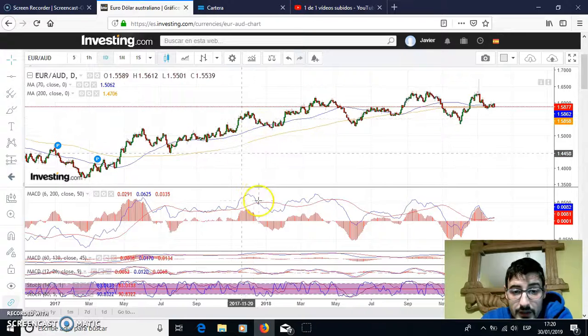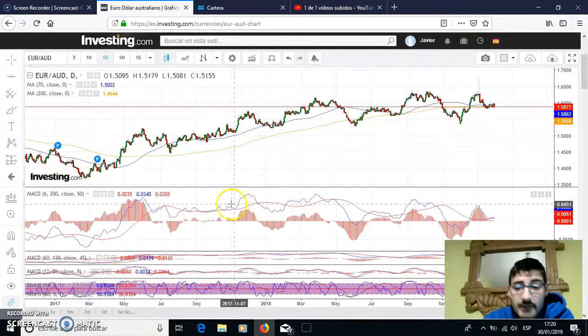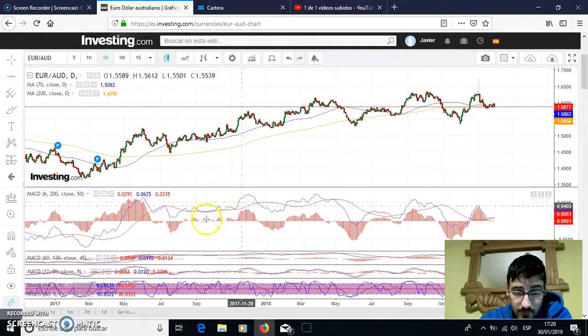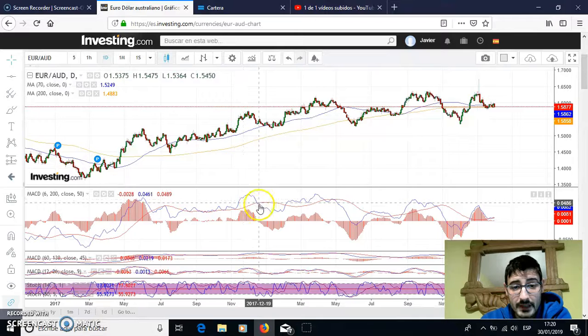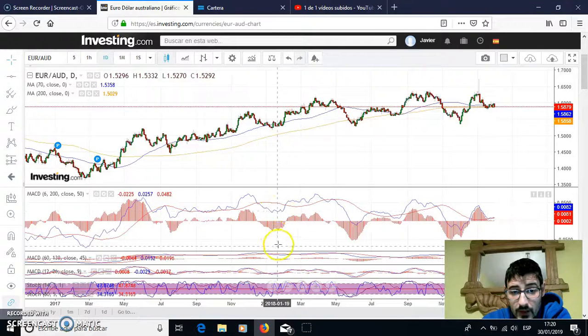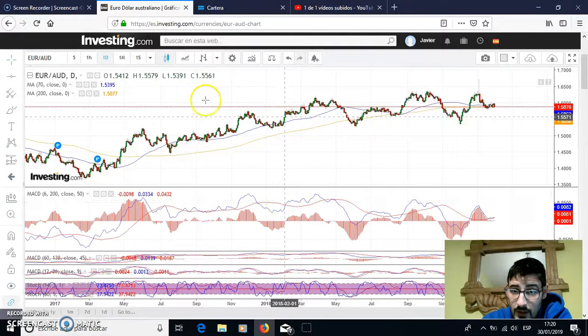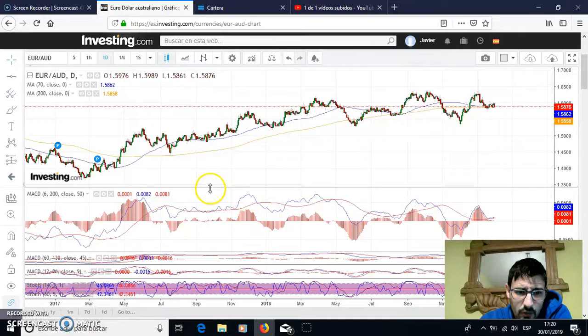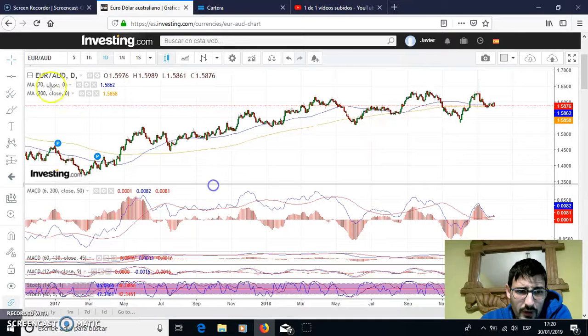So if we use the moving average convergence divergence, for example here, we can see when the price is losing power and when the power is going in the correct direction of the trend, just here. Okay, and this is very useful. But for me, this euro Australian dollar is not a good moment to trade now.